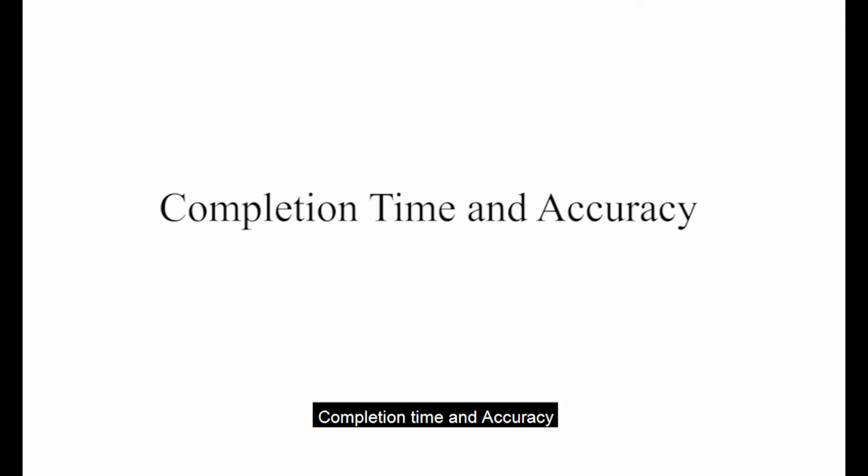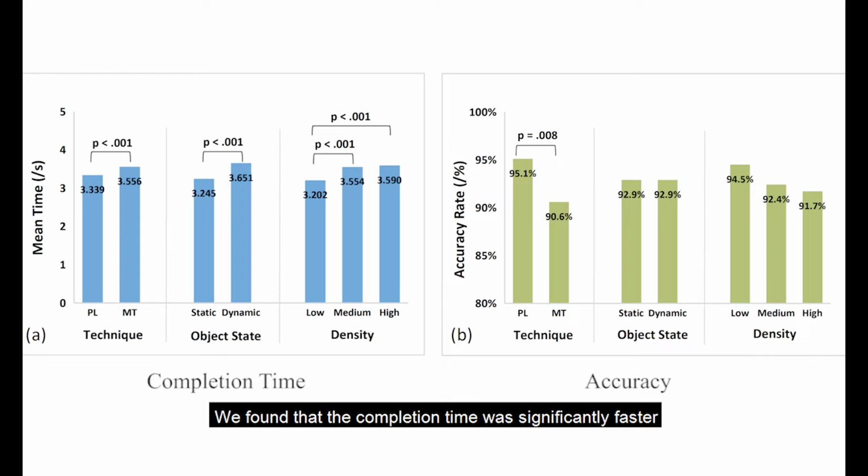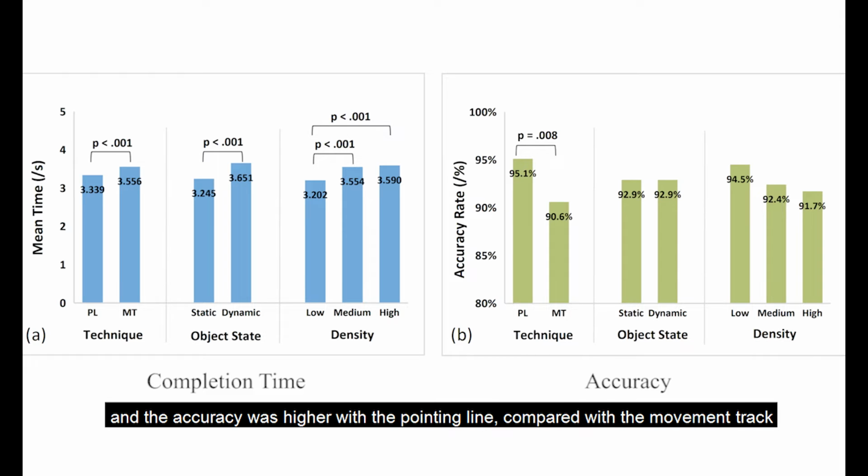Results: completion time and accuracy. We found that the completion time was significantly faster and the accuracy was higher with the pointing line compared with the movement track. Moreover, participants spent significantly more time on dynamic objects than static objects.